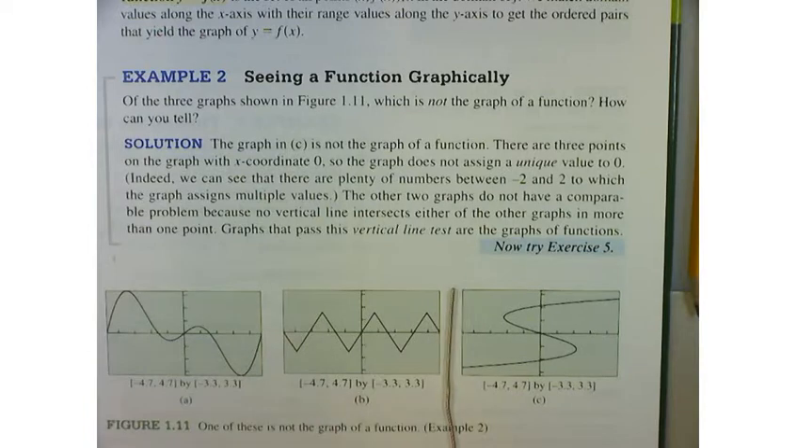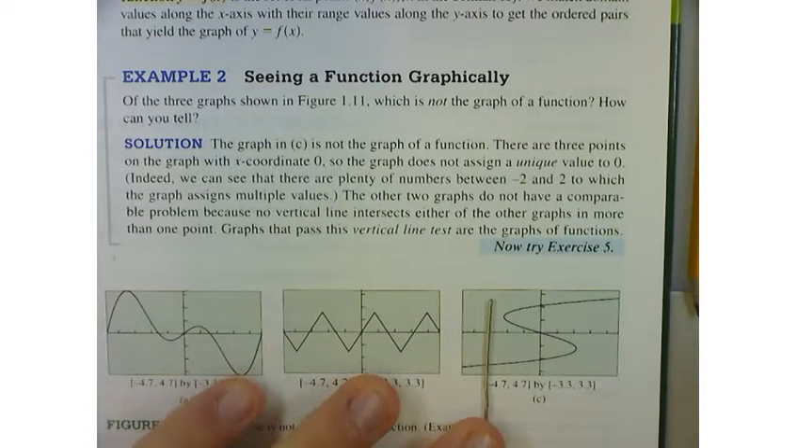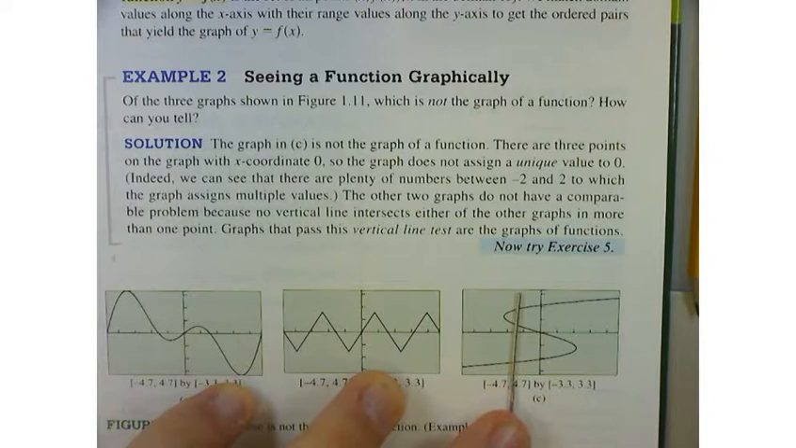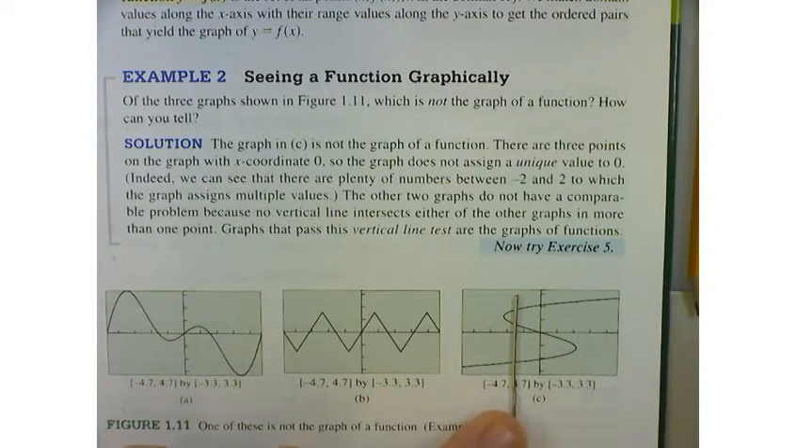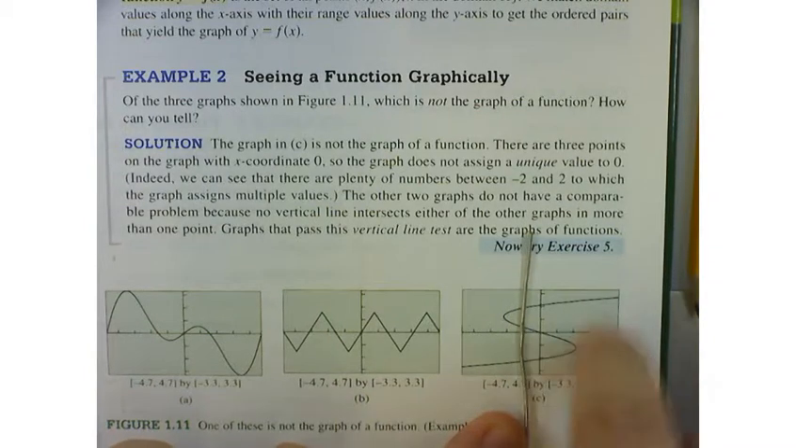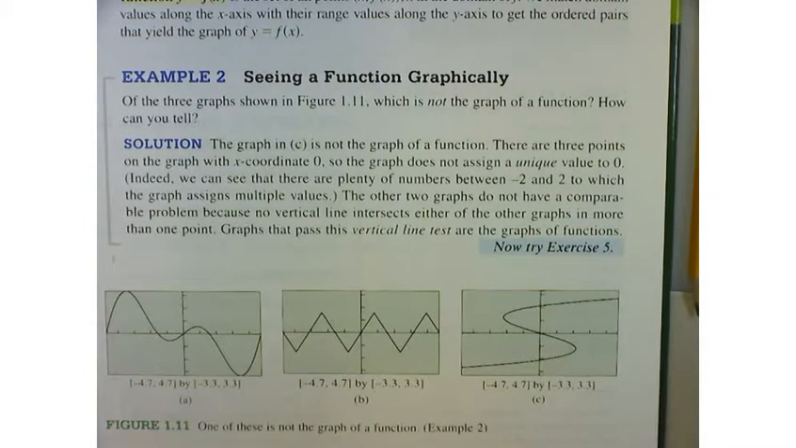Now on the third graph, as I go through the whole thing, doing well, uh-oh. How many times does that intersect? 3 times. Which one is not a function? This one. Okay? Does that make sense?